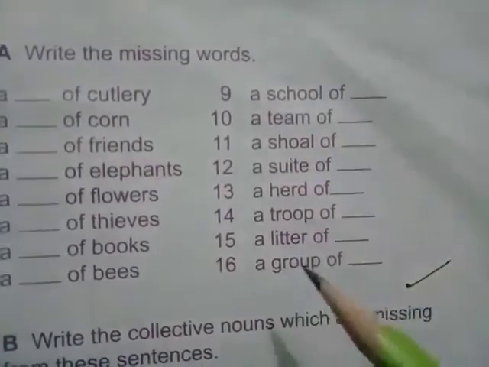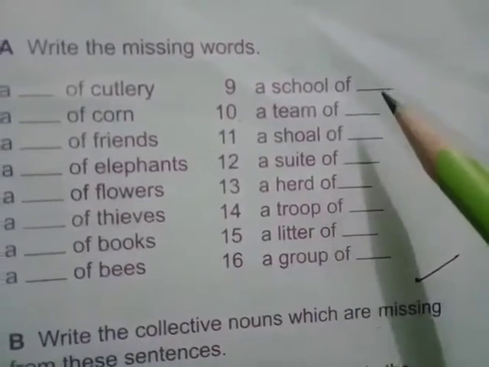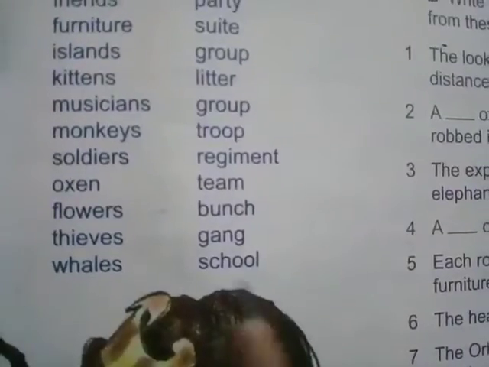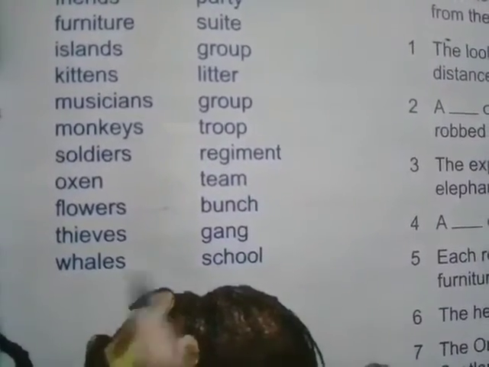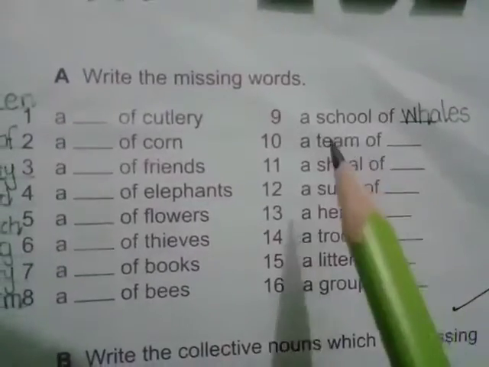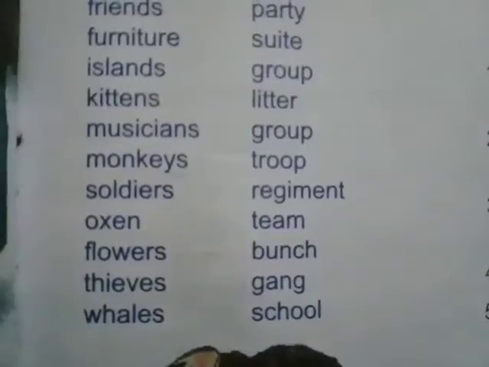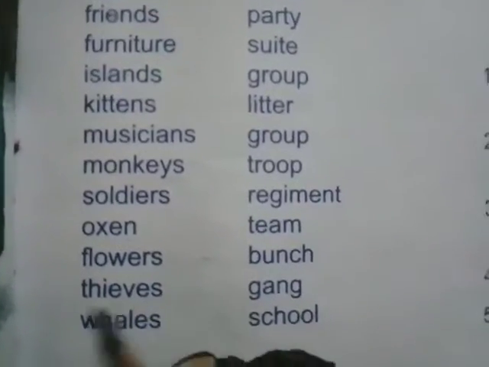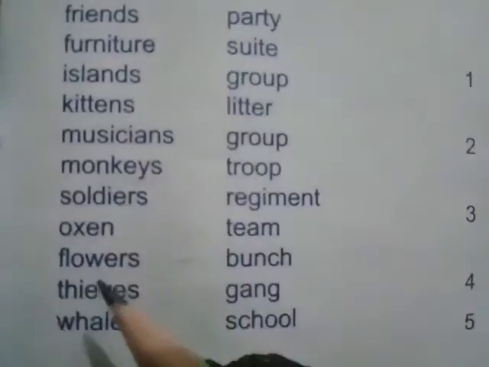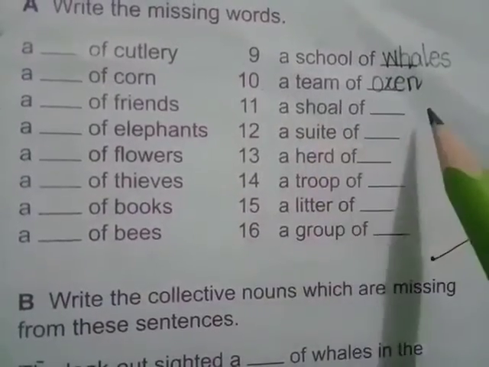Dear students, next we have group names, and we have to write the name of the objects. For example, a school of dash, school of whales. A group of whales will be called school. So the answer will be a school of whales. Now next is a team of dash. Now let's find out, team of, we can see here, team of oxen. A number of oxen will be team. So the answer will be a team of oxen.